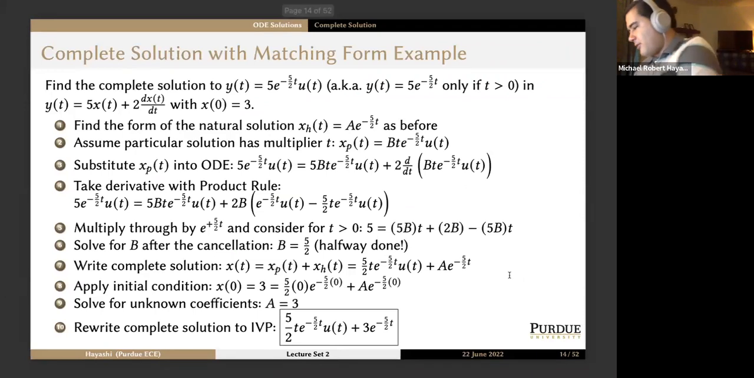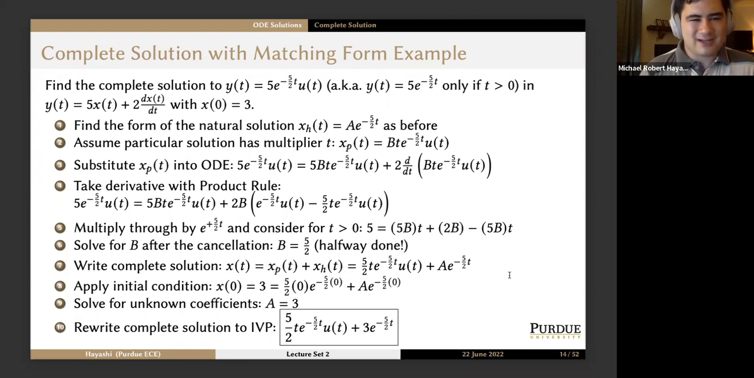So let's do a little bit more complicated example. Find the complete solution to y of t equals 5 e to the minus 5/2 t u of t, where y of t is equal to 5x of t plus 2 dx of t dt, with x sub 0 equals 3. So it's the same natural solution as before. x of h of t is equal to a e to the minus 5/2 t.